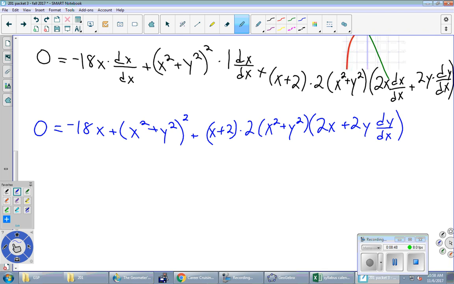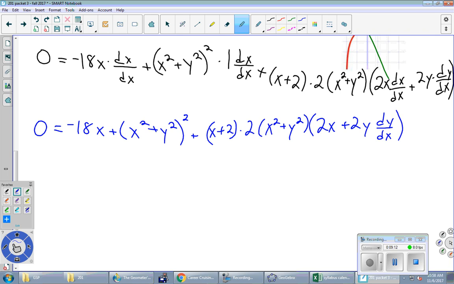Remember, the goal here is to find the equation of the tangent line. In order to find the equation of a tangent line, we need the slope, and we know that the slope is the derivative. On the one hand, we could solve this equation for dy/dx. It actually would not be terrible. Just imagine what it would look like. The minus 18x would need to get added to the left-hand side. The (x squared plus y squared) squared needs to get subtracted to the left-hand side, right? So we're just building some things over there.